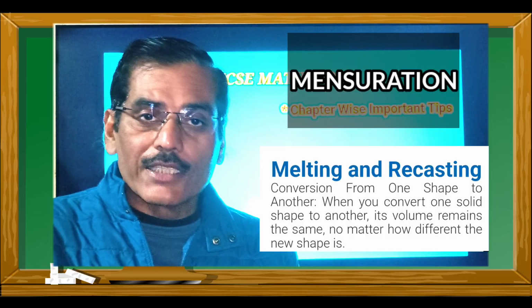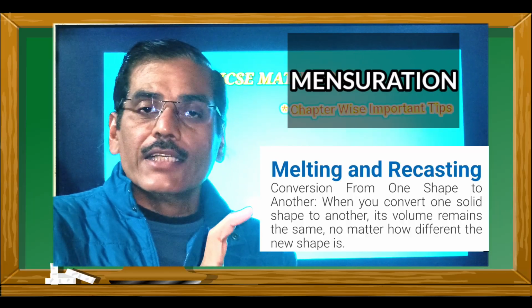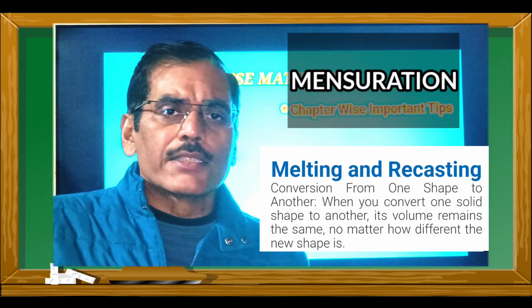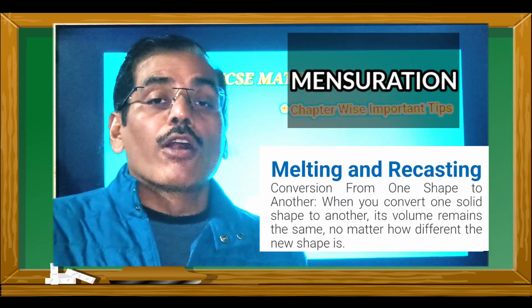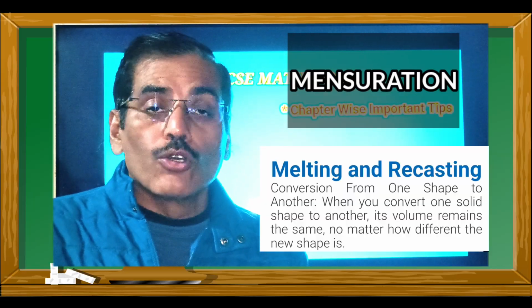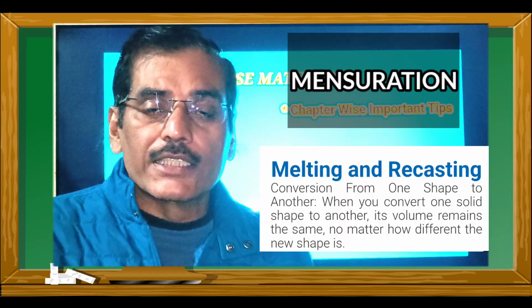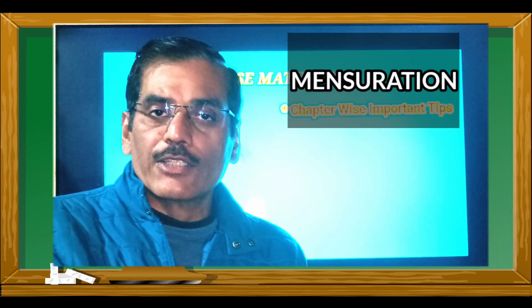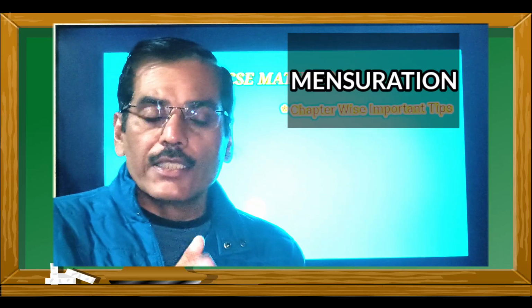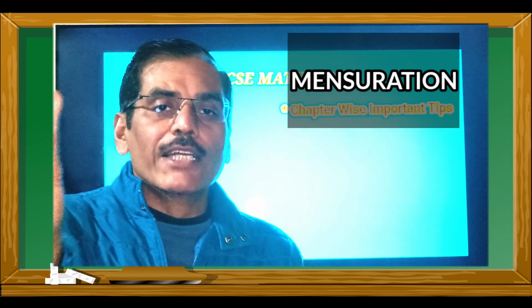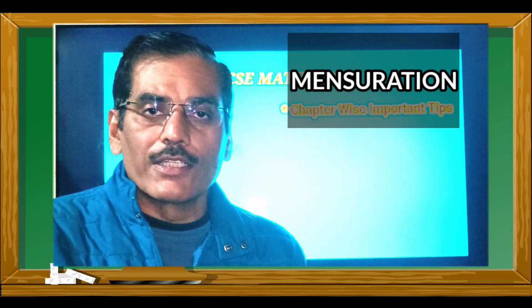Some other way this question can be asked like this. A cylinder is converted into so many small spheres. Find the radius of the sphere or find the number of spheres formed. So whenever the number of smaller objects formed, number of spheres, cones, whichever is smaller in conversion, is equal to the volume of the bigger one upon the volume of the smaller one.